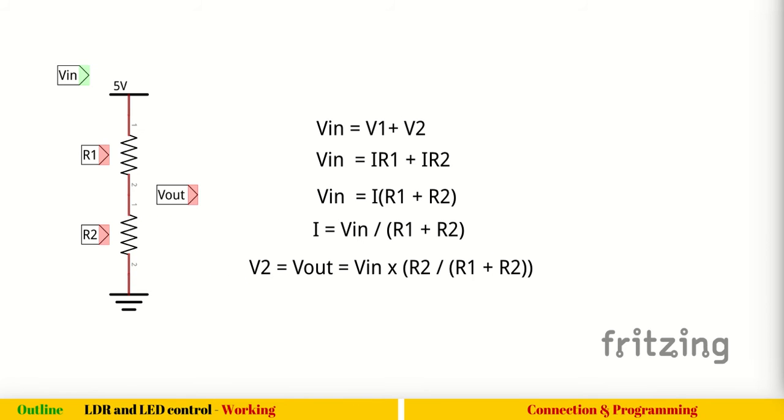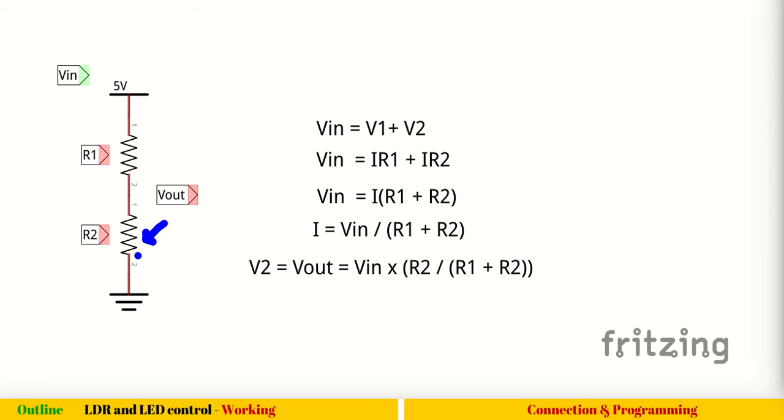Let me show you how it works. This is R1 and R2, and suppose this R2 is our LDR. By Kirchhoff's law, we know that Vin, this complete voltage, is V1 plus V2. Suppose V1 is the voltage drop across R1 and V2 is the voltage drop across R2. So Vin equals V1 plus V2, which is I into R1 plus I into R2. I is the common current flowing through these two resistors, and remember R2 is the LDR, so the value of R2 changes depending upon the intensity of light.